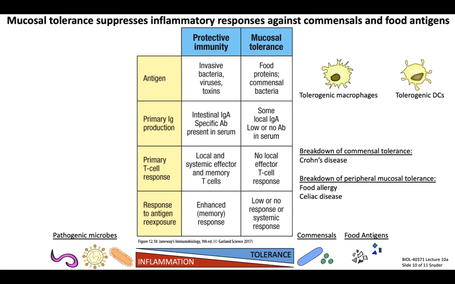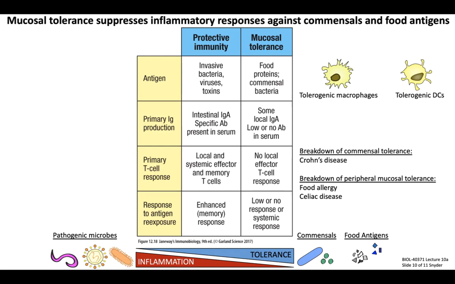Breakdown of mucosal tolerance in response to either commensals or food antigens can lead to numerous diseases and pathologies. So, improper activation of inflammatory mucosal immune responses against commensal microbes is something that's implicated in Crohn's disease. Meanwhile, a breakdown in the peripheral tolerance established in the gut against food antigens obviously leads to food allergies, including celiac disease, which is specifically caused by improper inflammatory responses that are mounted against the wheat protein gluten, as we learned about in our Week 9 lecture on allergy.